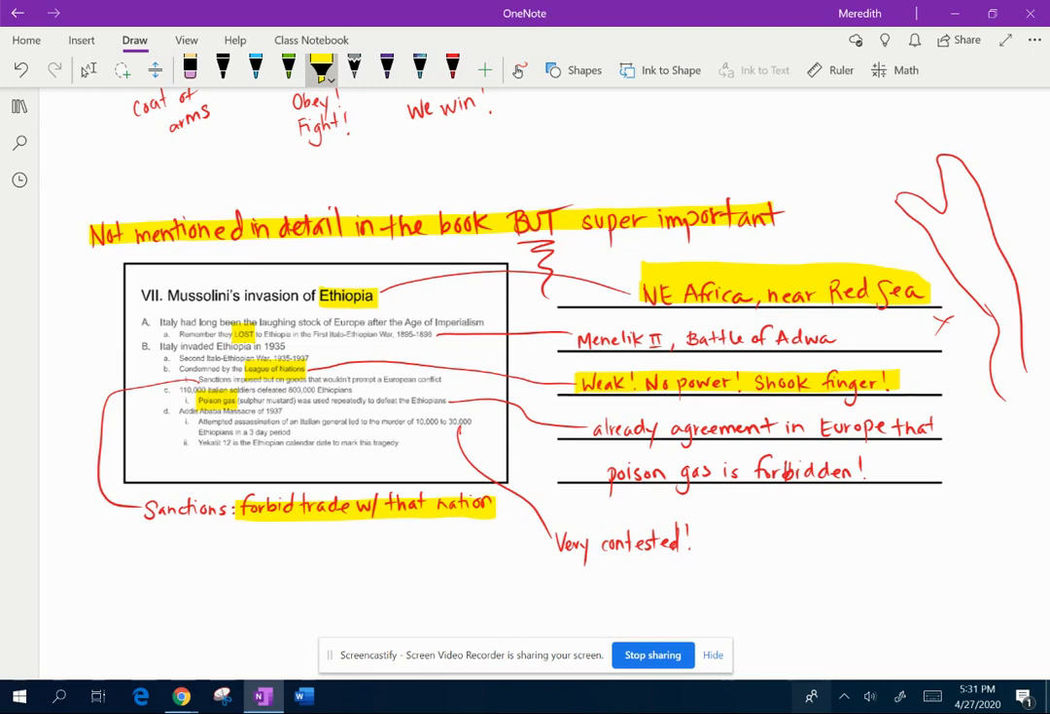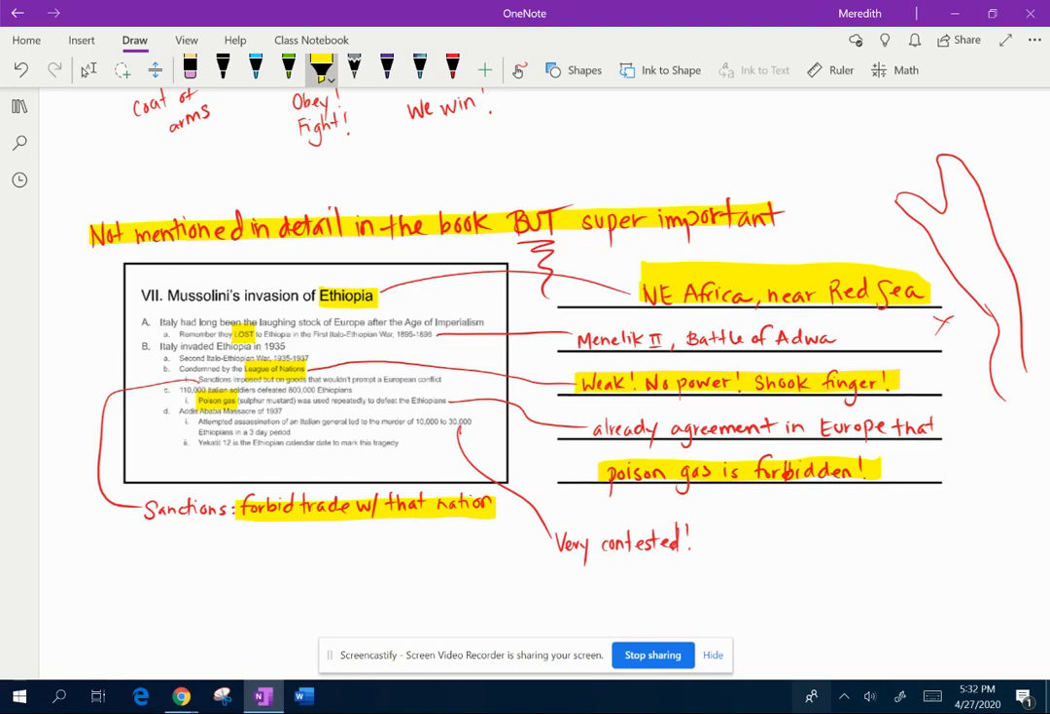If you're interested in the types of poison gas, it's very specifically sulfur mustard, and it was used repeatedly to defeat the Ethiopians. And what I find really abhorrent is even in 1935, there was already an agreement because of World War I, where poison gas is forbidden because it is so deadly and so devastating. And the Italians use this against the Ethiopians because they can. And so they successfully take over Ethiopia 1935, 1936.